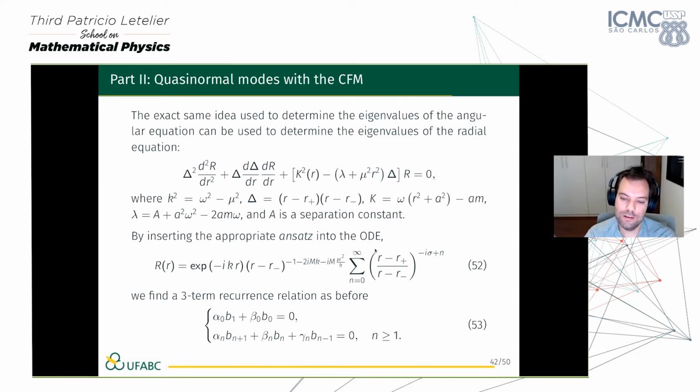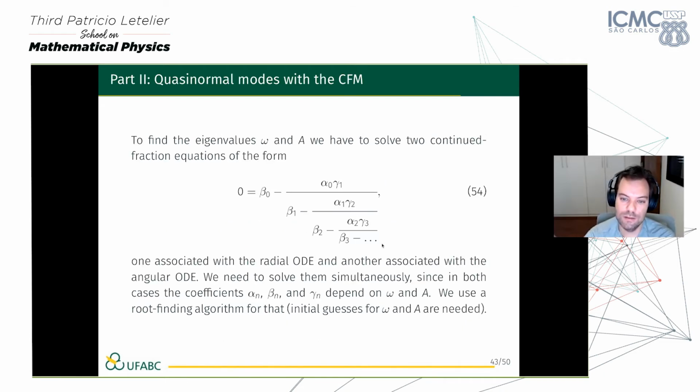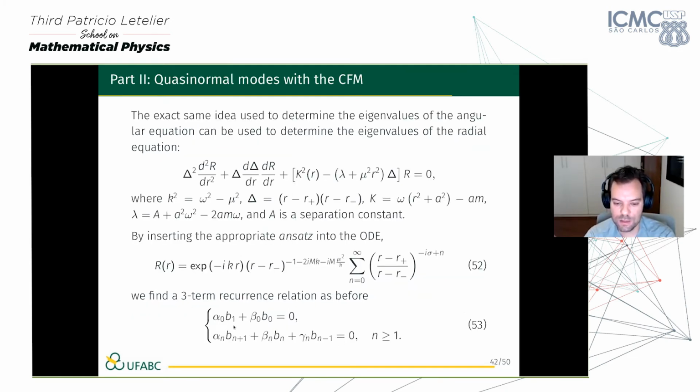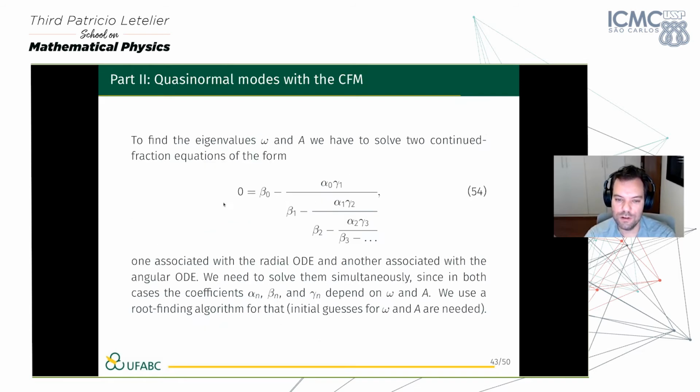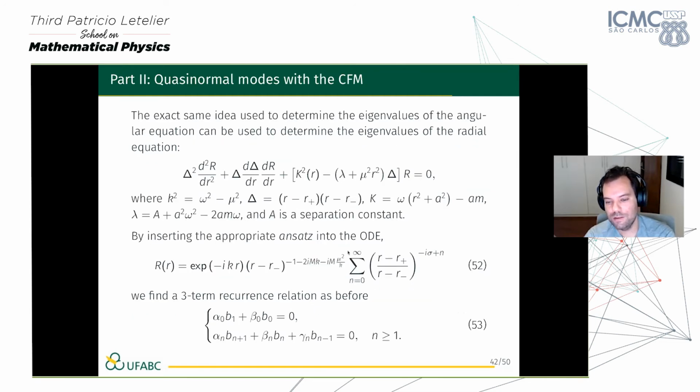And to guarantee that it converges also at infinity, you have to impose the continued fraction equation, which is basically this one. Remember, this equation is an infinite continued fraction. It depends on these coefficients beta, alpha, and gamma, which show up in the recurrence relation. But if you solve this equation and guarantee that it is satisfied, then you guarantee that the sum is convergent everywhere for all values of R, starting at the horizon and up to infinity.